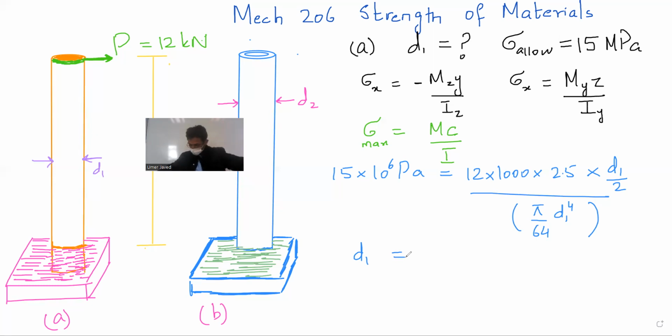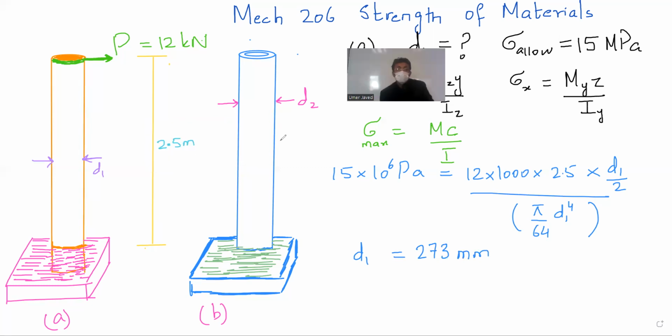Give me the D1, everyone. One minute. 0.273? No, 273. Yes, 273 millimeters. Done? Okay, hang on.